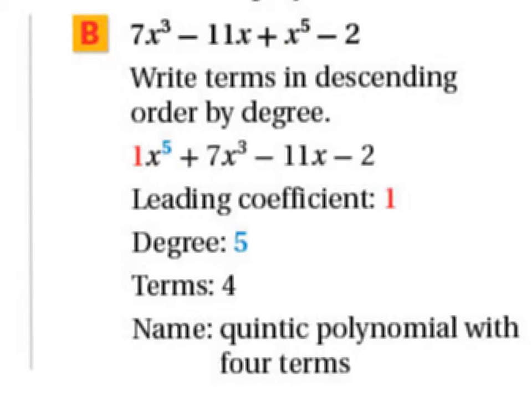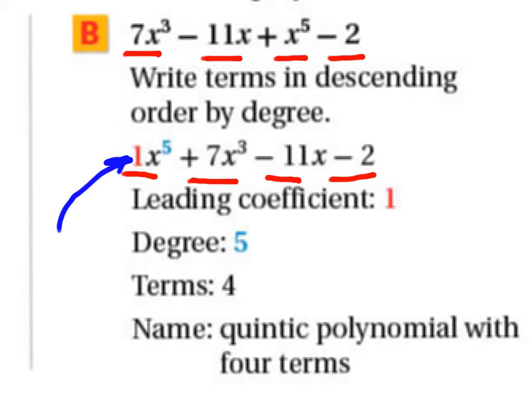Here's example B. You have 7x to the third minus 11x plus x to the fifth minus 2. You have to write that in descending powers of x, putting them in order. So your highest power of x is 5. We have x to the fifth. The next one down, plus 7x to the third, minus 11x minus 2. The leading coefficient out here to the very far left is 1. The degree comes from the highest power of x. It is 5.